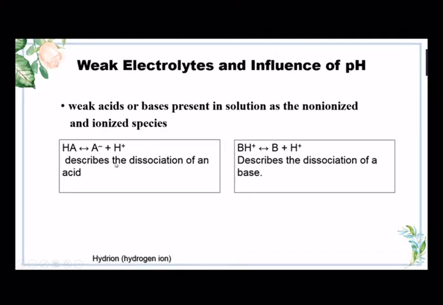Here is the equation that describes the dissociation of an acid. Here is the equation that describes the dissociation of a base. The molecule inside the red circle is the non-ionized species. The molecule inside the blue circle is the ionized species.